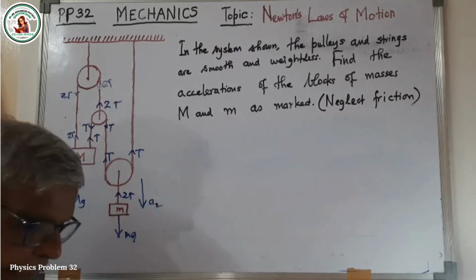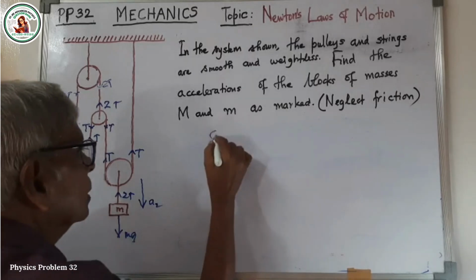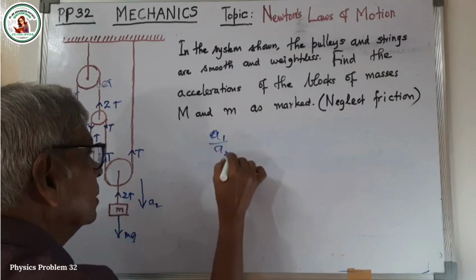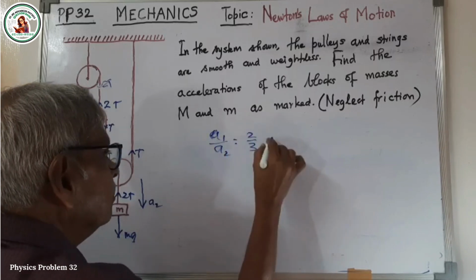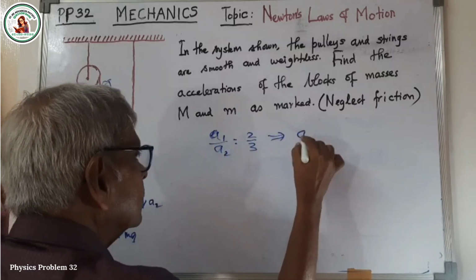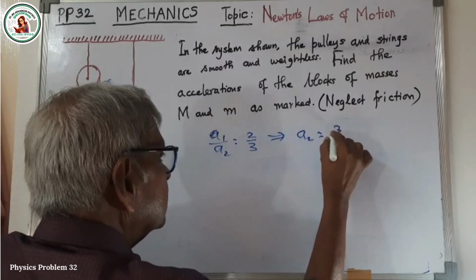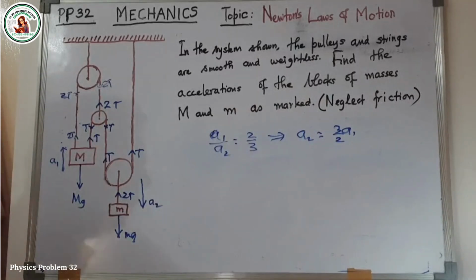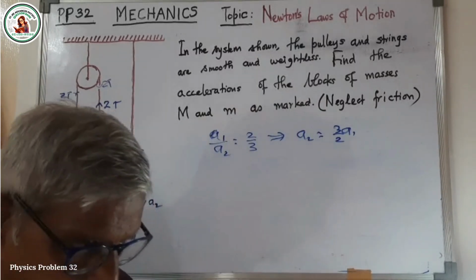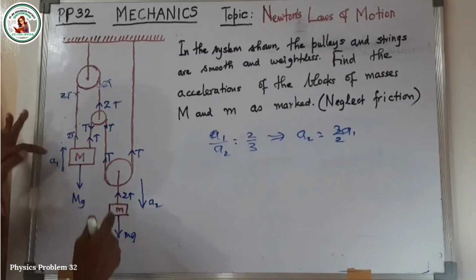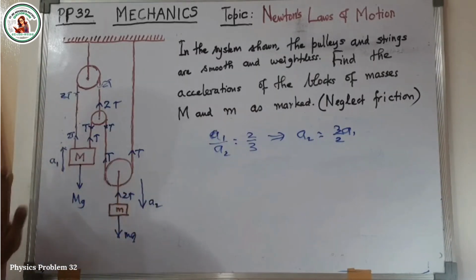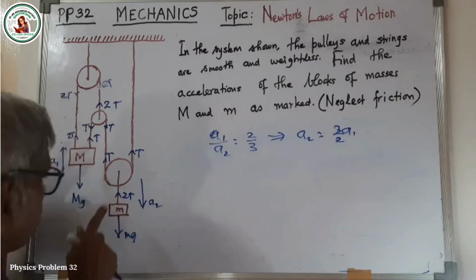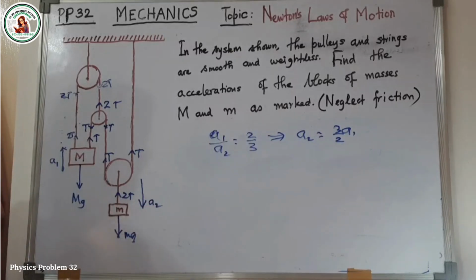So you can now go by the numerical value of the accelerations. So we can simply take A1 by A2 equals 2 by 3, which implies A2 equals 3 by 2 A1. So now we write the force equations. I have arbitrarily marked A1 up, A2 down. Actually, which direction the masses will move depends on the value of the masses. That we shall see later.